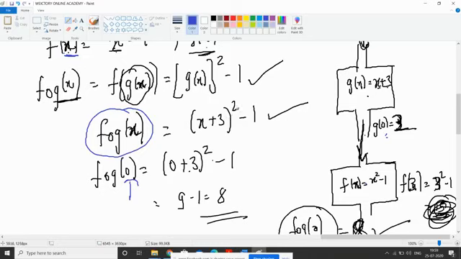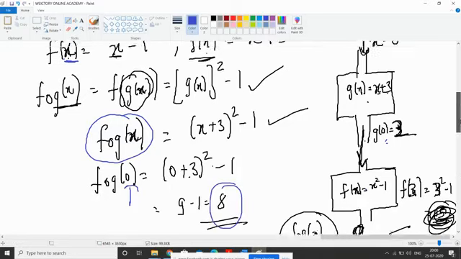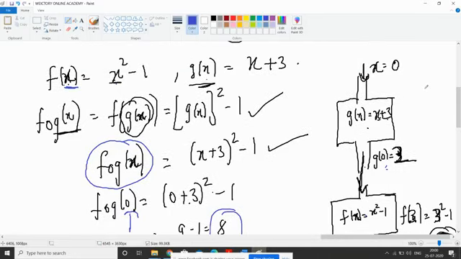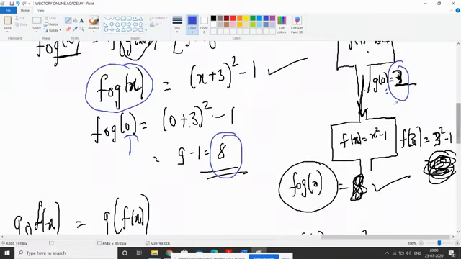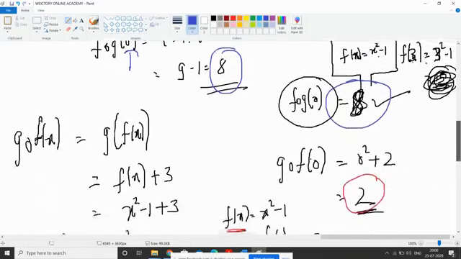For f(g(x)), you find (x plus 3) whole squared minus 1, and then you can put 0 in there and you will get the answer 8. If you want to do it in a two-step process, first you substitute 0 in g(x), so g(0) is 3. Now you feed 3 to f(x), so f(3) will become 3 squared minus 1, which is 8. So we get the same answer.